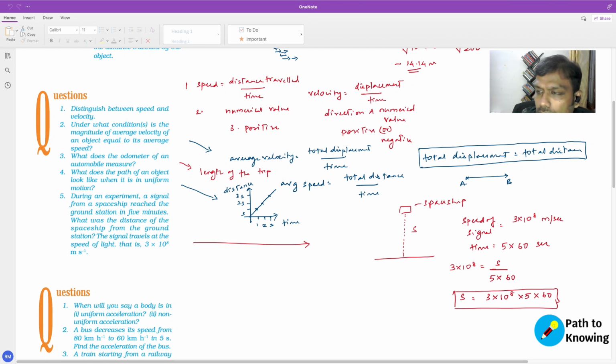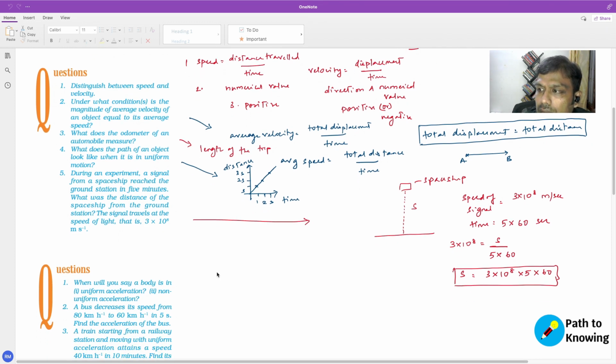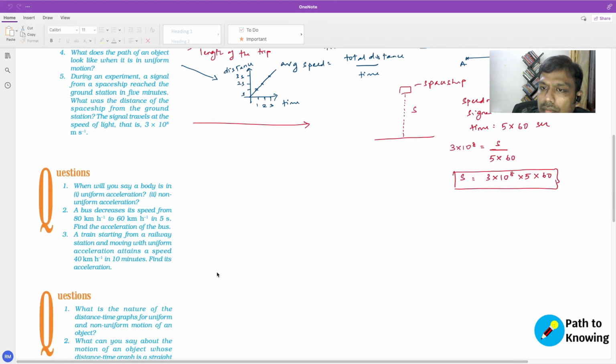So let's move on to the next question. When will you say that a body is in uniform acceleration, and when will you say that a body is in non-uniform acceleration? We say that a body is in uniform acceleration when it acquires an equal velocity for every unit of time. A body accelerates if its velocity increases at a constant rate.